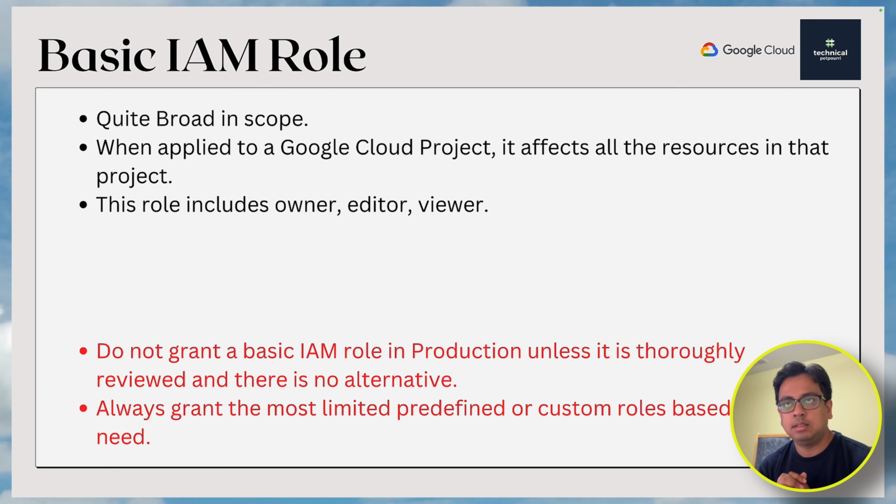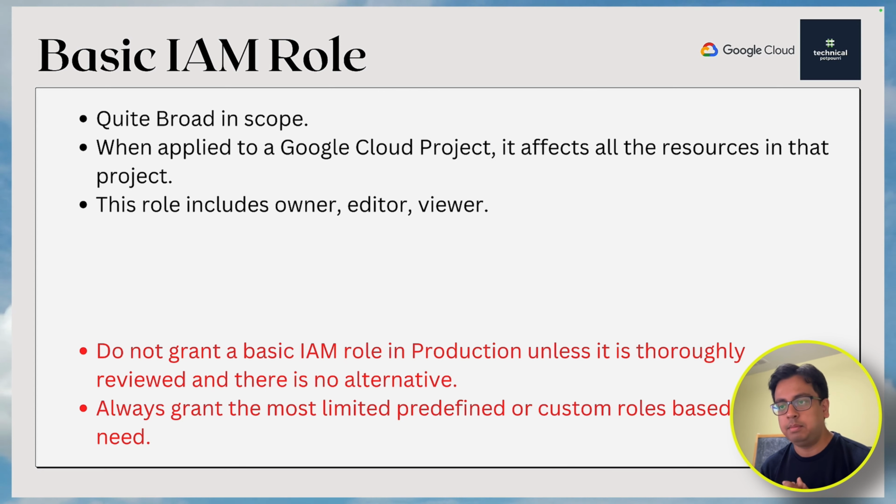One thing that you need to understand while dealing with IAM roles is never grant a basic IAM role in production unless, and this is very important, it is thoroughly reviewed within your team, with the experts, and there are literally no alternatives. When I'm talking about alternatives, it means there is no way that you can provide the permission through a predefined role or custom role. Then only give the basic IAM role. But again, thoroughly review that with your team, with the experts, and make sure there is no alternative. And always grant the most limited predefined or custom roles based on the need.